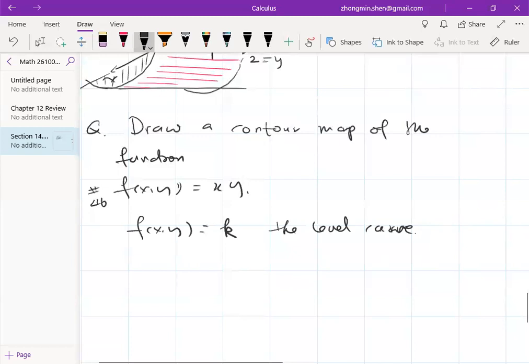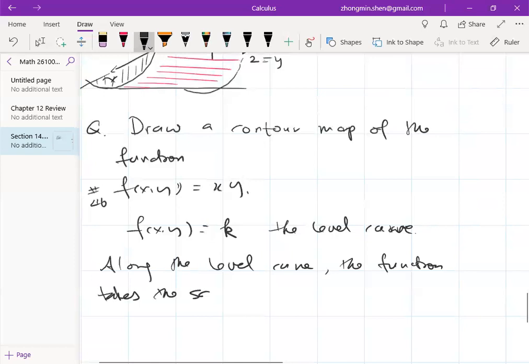Along the level curve, determined by k, the function takes the same value. That's the key point, right?